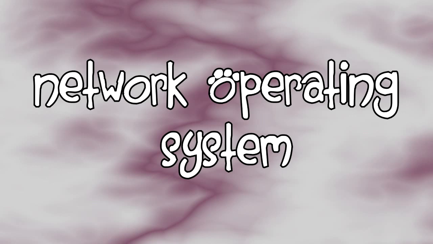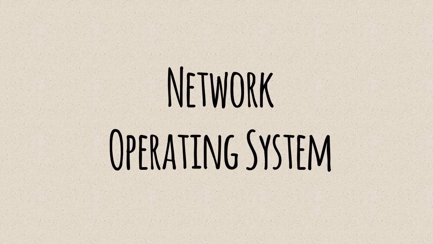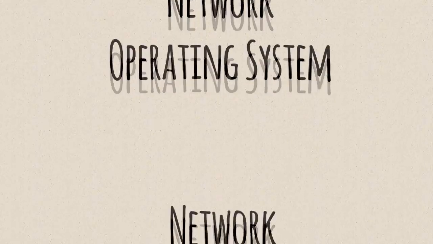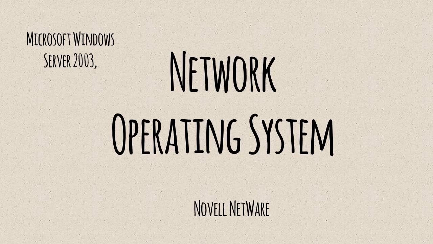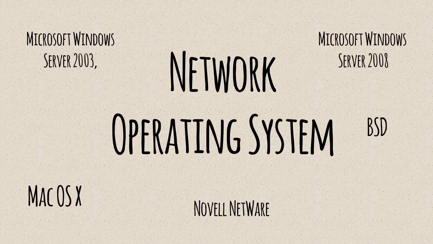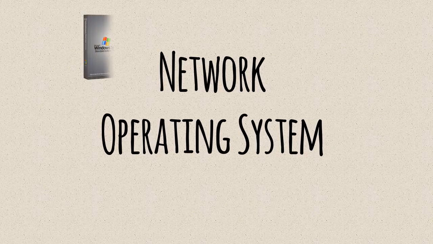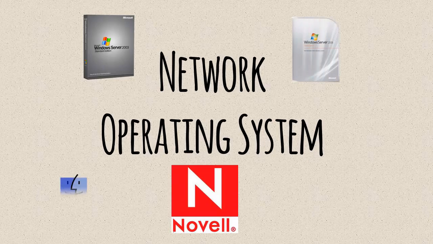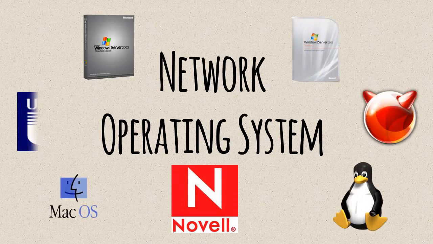A network operating system runs on a server and provides the server the capability to manage data, users, groups, security, applications, and other networking functions. The primary purpose of the network operating system is to allow shared file and printer access among multiple computers in a network, typically a local area network, LAN, a private network, or other networks. Examples of network operating systems are Microsoft Windows Server 2003, Microsoft Windows Server 2008, Unix, Linux, Mac OS X, Novell NetWare, and BSD.